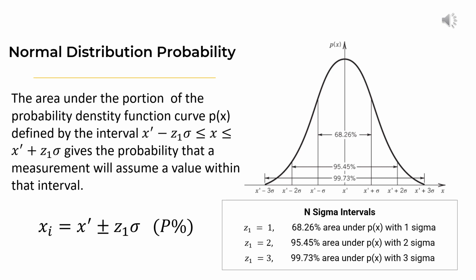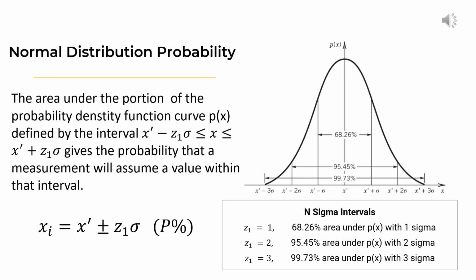As the interval defined by z1 is increased, the probability of occurrence increases. For z1 of 1, we have 68.2% area under the curve for plus and minus 1 standard deviation. z1 of 2 gives us 95.45% area under the curve for 2 standard deviations. And z1 of 3 gives us 99.73% area under the curve for 3 standard deviations from the mean.